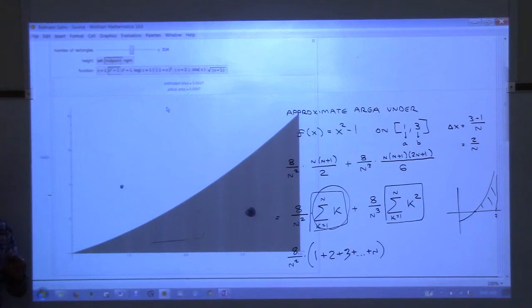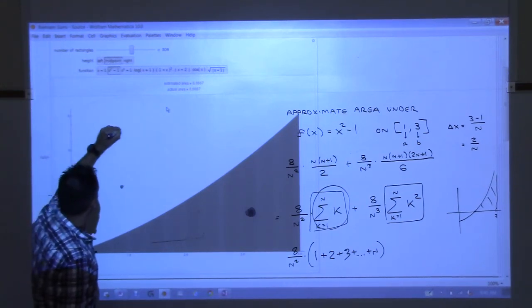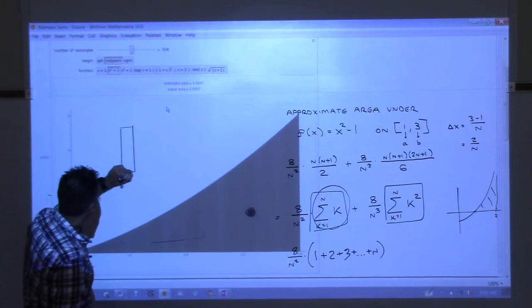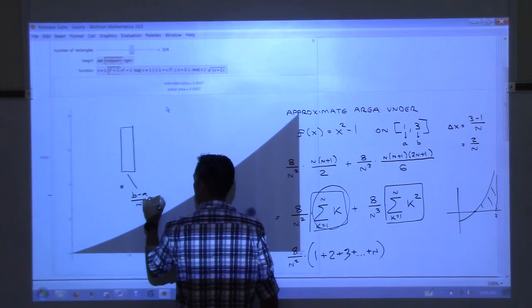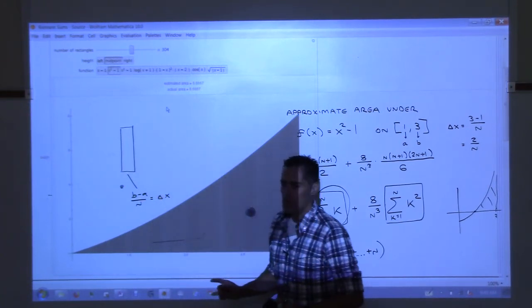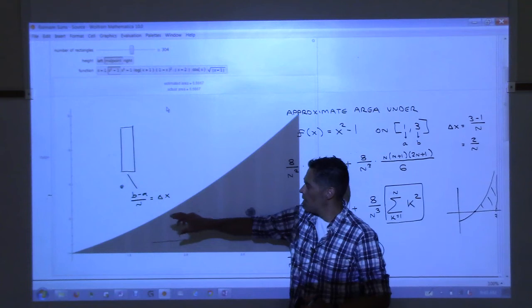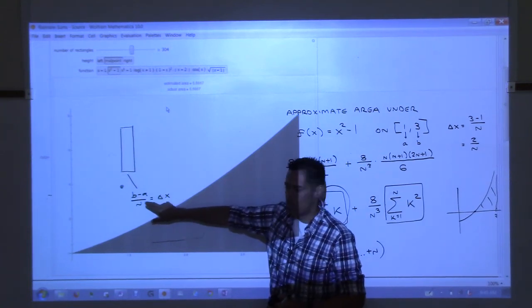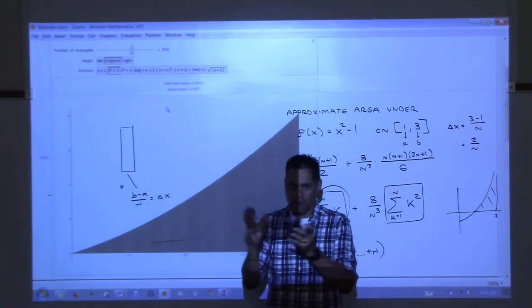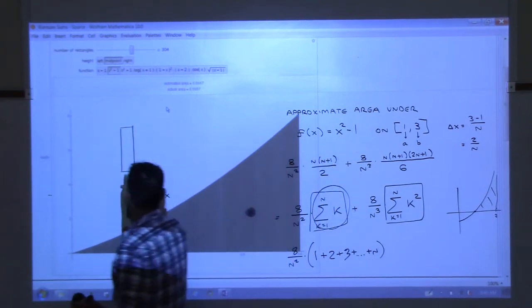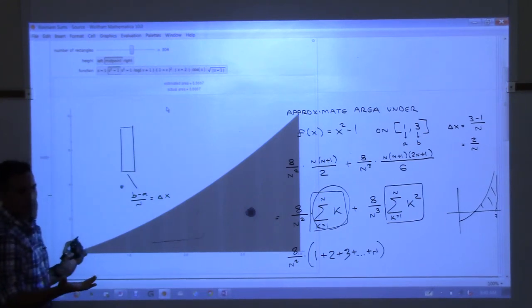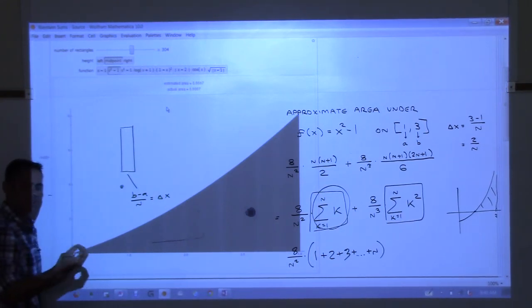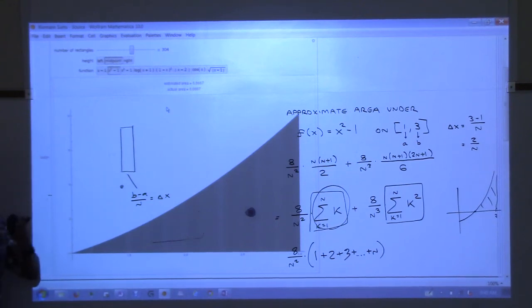Now, the problem with the idea of going to an infinite number of rectangles is that each one of our rectangles had this b minus a over n as its width, right? Delta x. And if I let n go to infinity, this expression goes to 0, doesn't it? Because b minus a is a constant, and you have a constant over infinity that goes to 0. So the width of your rectangles is going to 0, and if my width is 0, then I have no area, right?